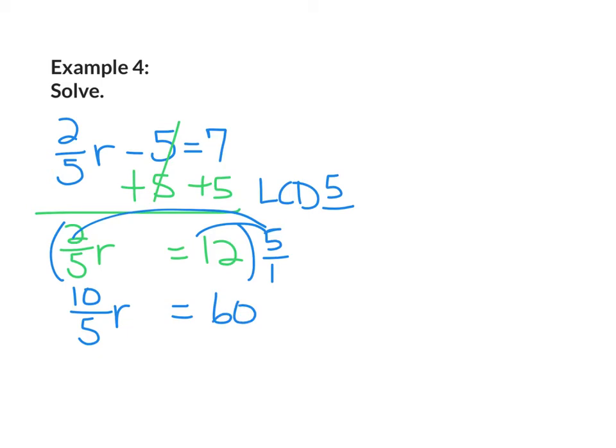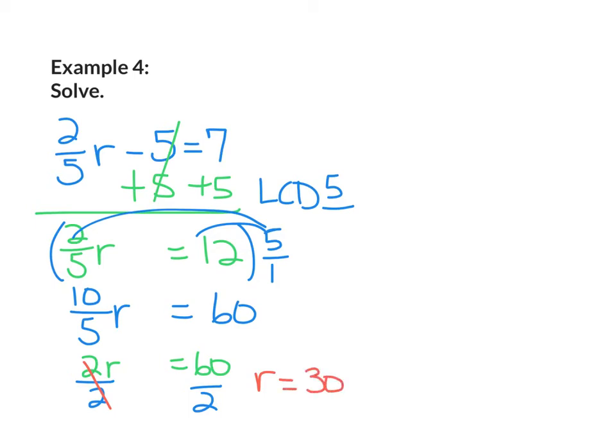So now I'm going to divide. 10 divided by 5 is 2. Bring down my r equals 60. Since 2 is being multiplied by r, I'm going to do the exact opposite, which is division. So I'm going to divide both sides by 2. 2 divided by 2 cancels out. I'll be left with just r. And then 60 divided by 2 equals 30.